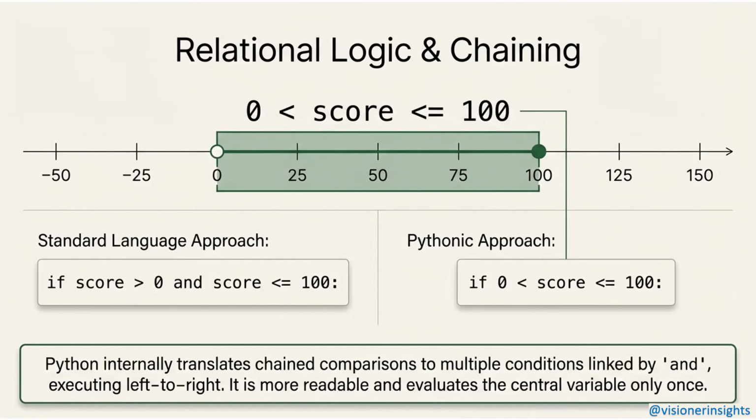It reads just like you'd say it out loud, but here's the kicker. It's also more efficient. In that first example, Python has to find the score variable in memory twice. But with the Pythonic approach, it only has to look it up once. It's a small thing, but it's a really elegant optimization.